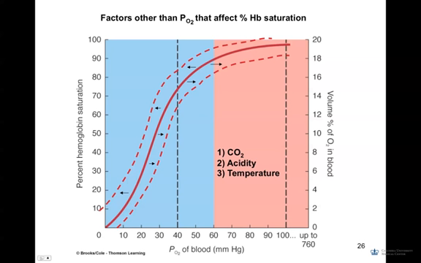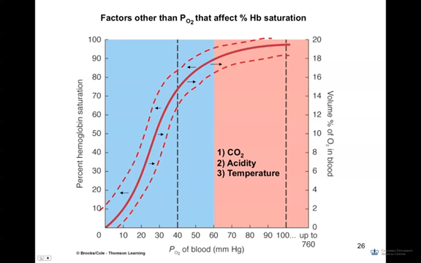Now the flip side is also true. Let's say you have a muscle group that has very, very low activity. It's at rest and it's been at rest for a prolonged period of time. In that tissue bed, you might actually see a local decline in metabolic activity, and so CO2 levels get a little low. The acidity gets a little low, so it is less acidic than normal. The temperature might even get a little cooler. Under those conditions that indicate very low metabolic activity, that shifts the curve to the left.